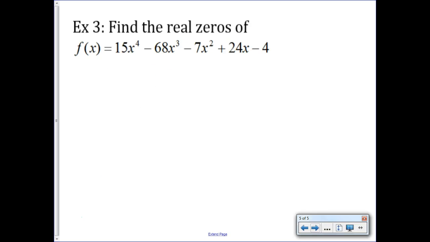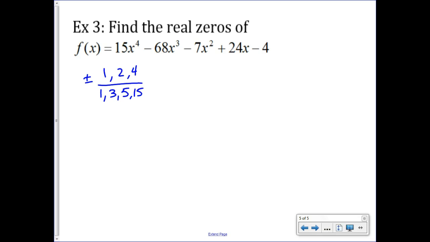Okay, find the real zeros of 15x to the 4th minus 68x to the 3rd minus 7x squared plus 24x minus 4. So if we write this out, we have 4. So we can have plus or minus 1, 2, 4 as our numerator. We have 15, so 1, 3, 5, 15. That's a lot of combinations. We got lucky on our last example that we were able to find one within our 3rd try.